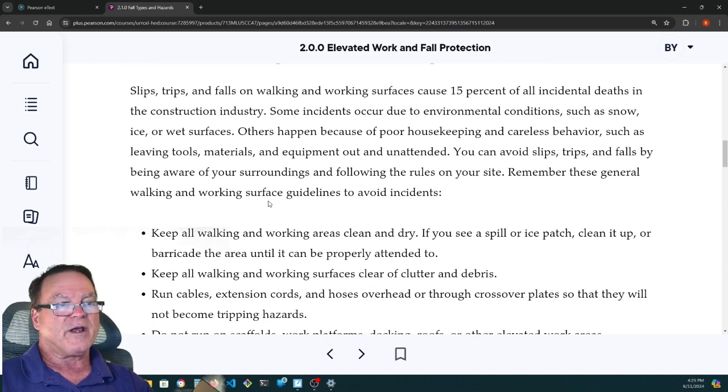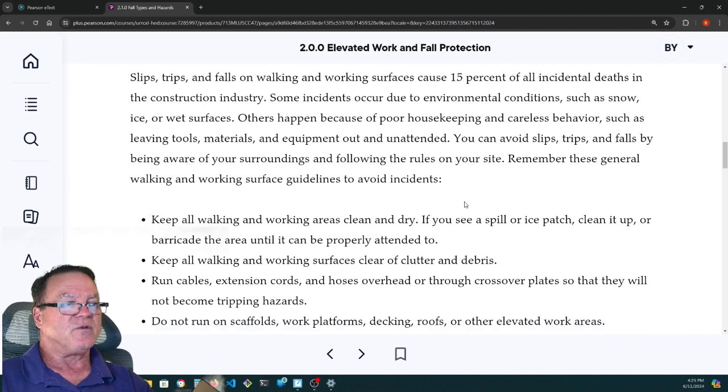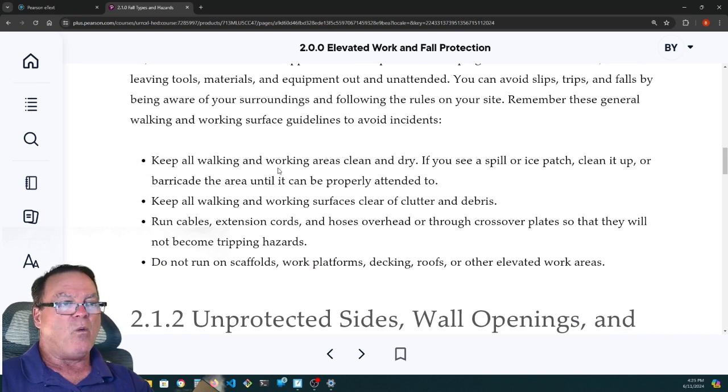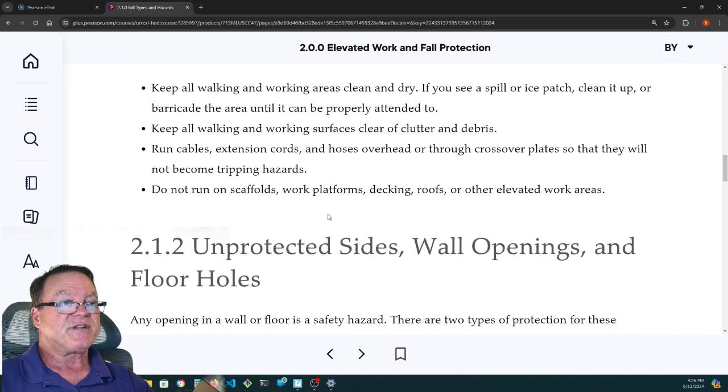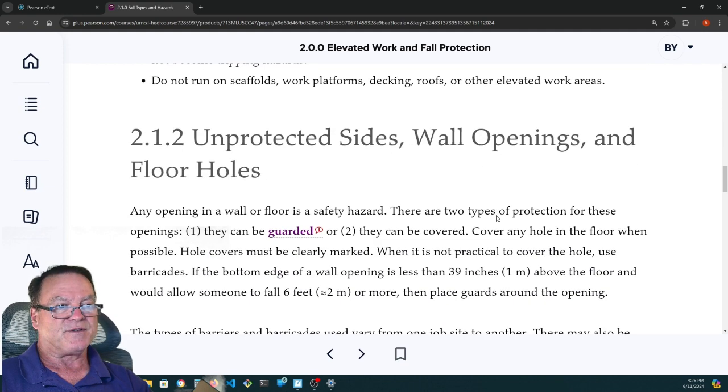Remember these general walking and working surface guidelines to avoid incidents. Keep all walking and working areas clean and dry. Keep all walking and working surfaces clear of clutter and debris. Run cables, extension cords, and hoses overhead or through crossover plates so that they will not become a tripping hazard. Do not run on scaffolds, work platforms, decking, roofs, or other elevated work surfaces.